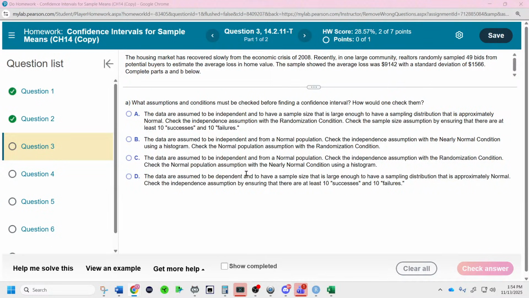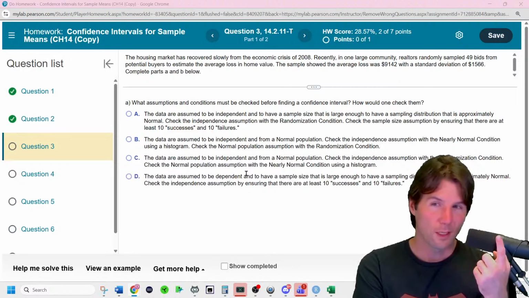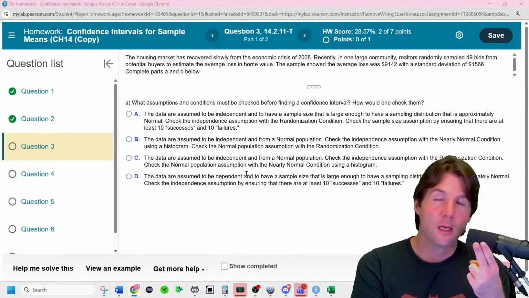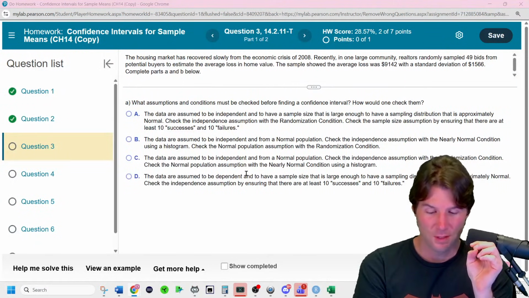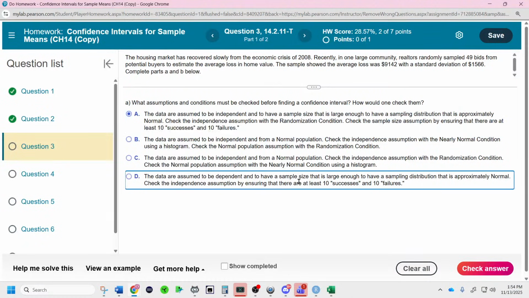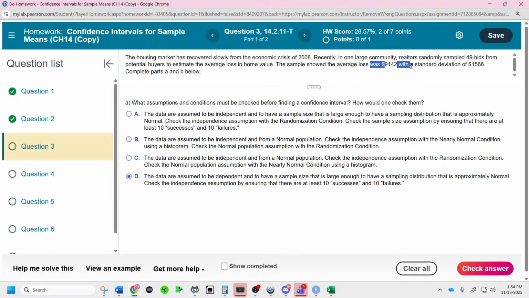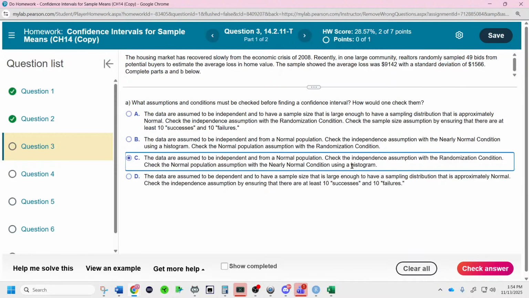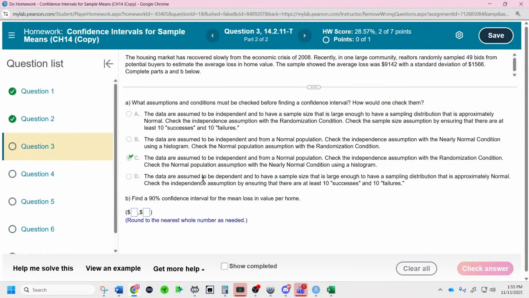What do we need to check? Random, 10%, and then what's the third condition? Is it C? I bet you're right. Because success failures is for categorical data, this is not categorical, it's quantitative. So we're not doing that. And I think you're right, it's probably this. We're going to see independent and random. For independence, use the randomization condition. That sounds right. And check the normal. Now make your 90% confidence interval.